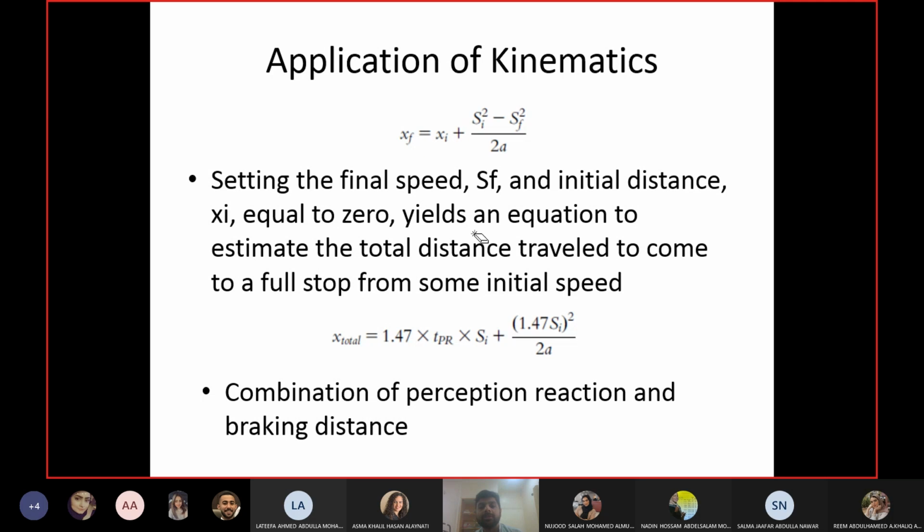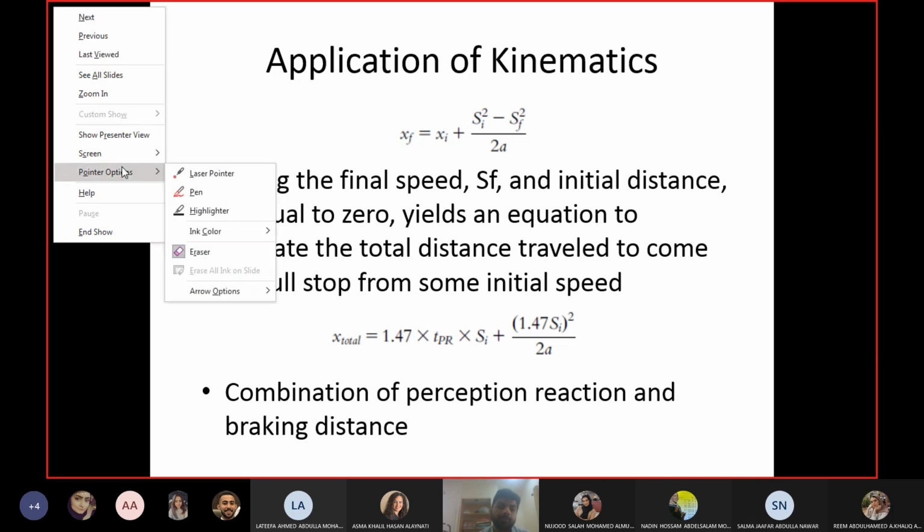So they are saying initial position is equal to the perception reaction distance. So xi equals the perception reaction distance, which is 1.47 t into s, and here since we are putting sf as 0, we'll be left with this. And again 1.47 is the conversion factor. So when you combine the perception reaction distance and this, which becomes the braking distance, then you get the total distance required to come to a stop.